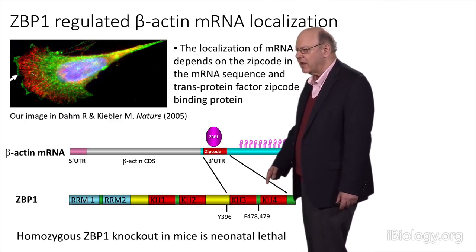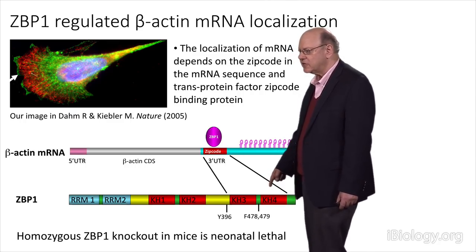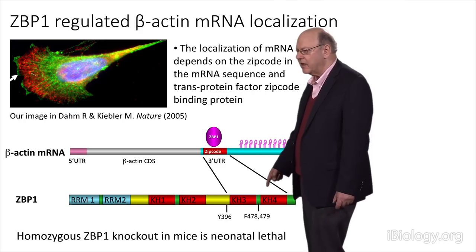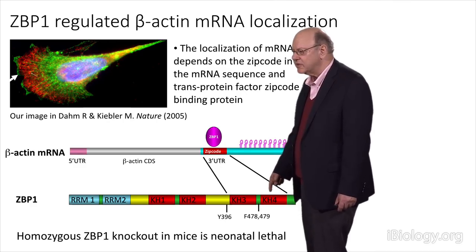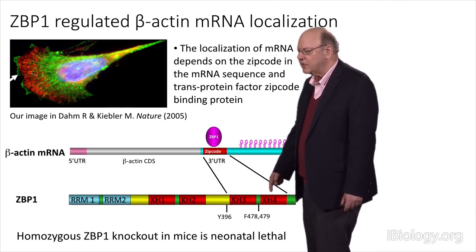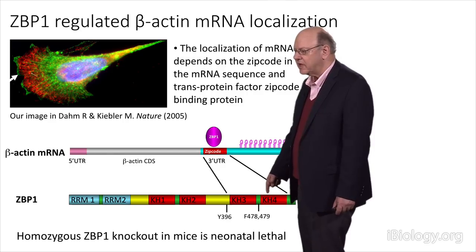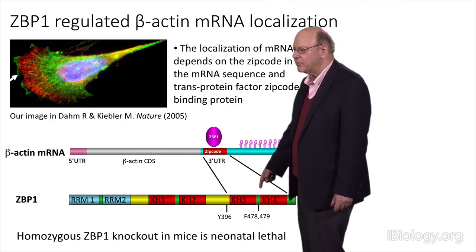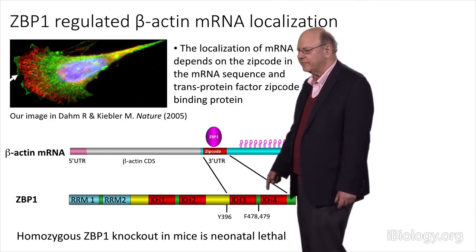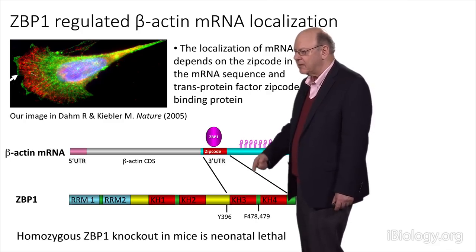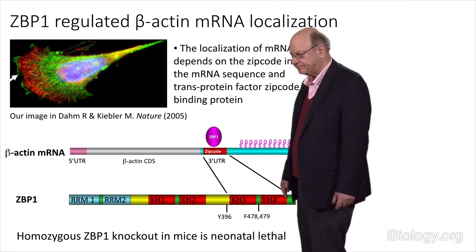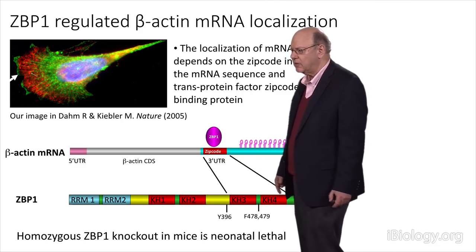This protein has this kind of a conformation. It's an RNA binding protein, a canonical RNA binding protein, and the RNA binds to the C-terminal domains known as KH domains, K-homology domains, that are important for RNA binding. Importantly, if you knock out ZBP1 in a mouse, the mouse dies. So it's an essential protein.